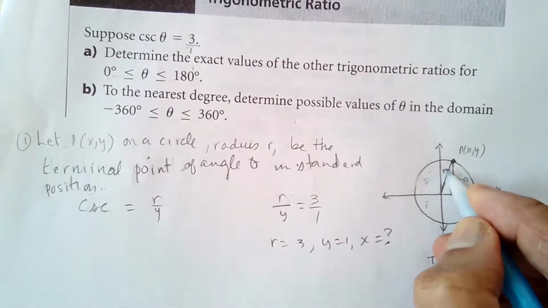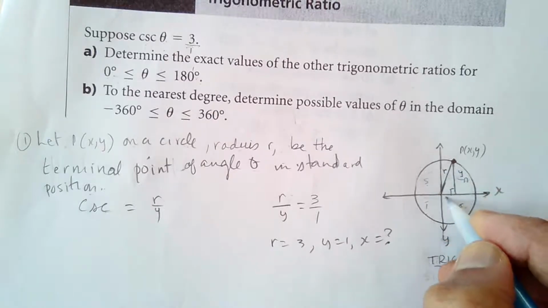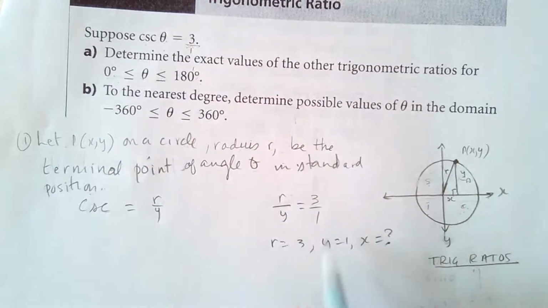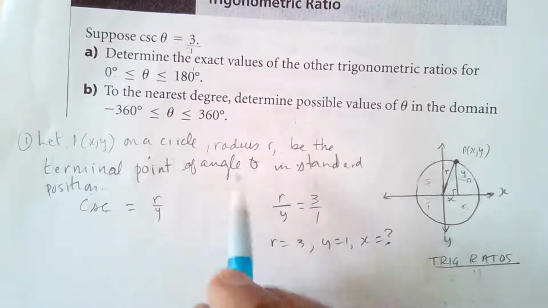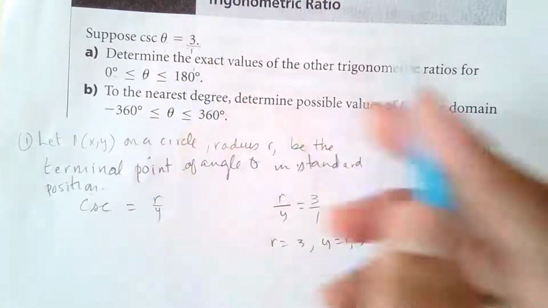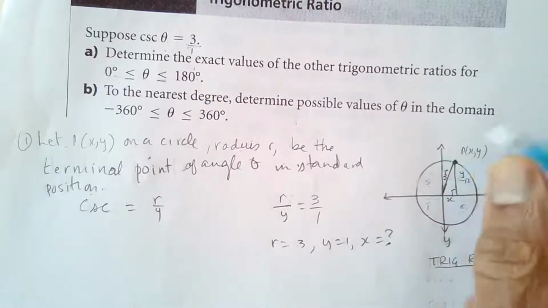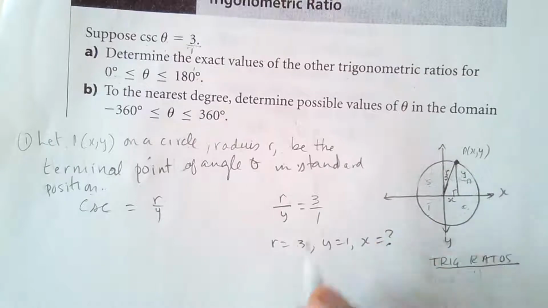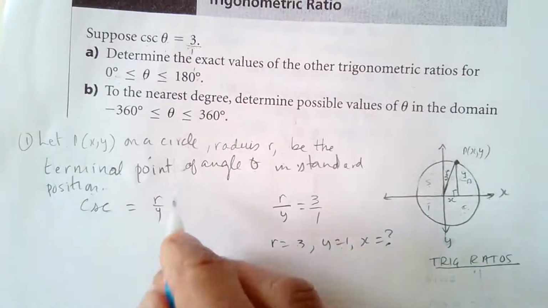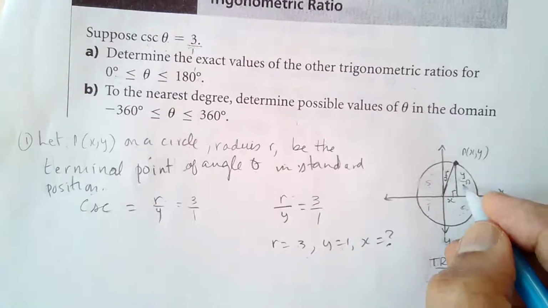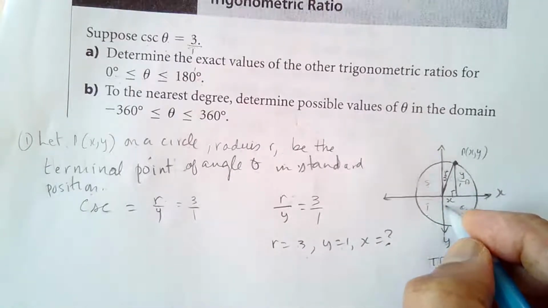Now I go ahead and create the sketch here. This is my R, this is my Y, this is your X. We're given R is 3, so we can place 3 here. We get Y is 1, just 3 over 1. So Y is 1. We need to find X.